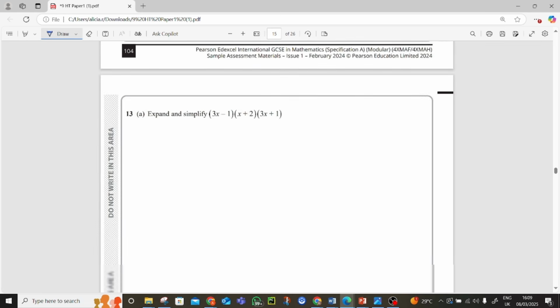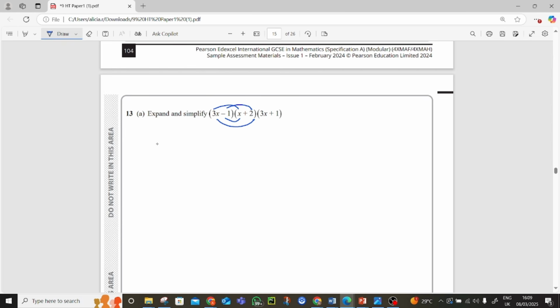Okay, moving on to the next question. So here we have an expansion question. We have 3 brackets to expand here. So you're going to ignore one of them. I'm going to ignore this one at the end and just expand the 2 brackets on the left. But you could choose any 2 brackets to start off with. I'm going to expand these 2 here.